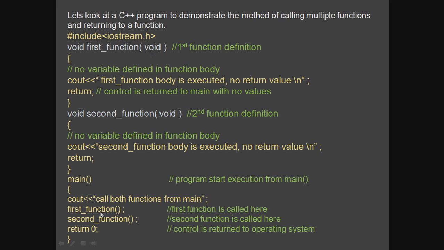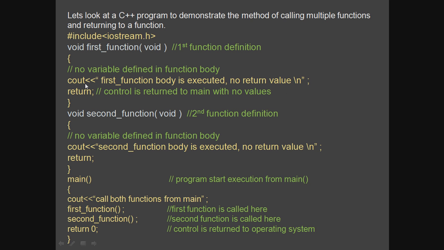So once this calling function, okay, searches for this function, that is the call function, this is the first function definition. So it is also called the function definition. It does not end with a semicolon because it has a function body to execute, right? So as you can see, no variables are defined in this function body. Only a cout statement is run here, right?